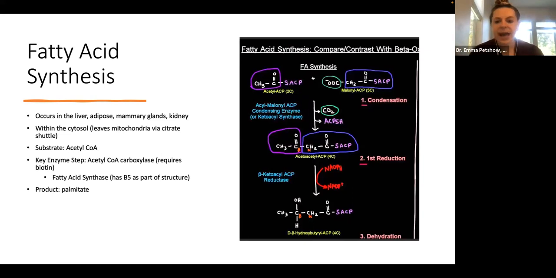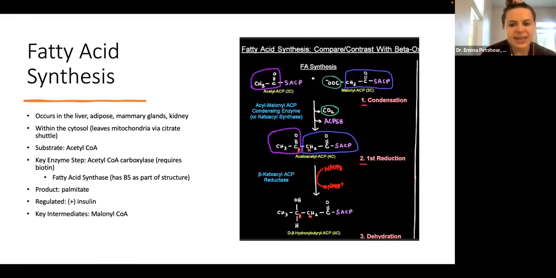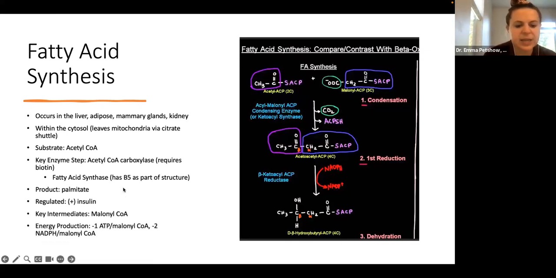And your product can be any fatty acid. We use palmitate often as the example fatty acid because it's just the common one we're going to use as our backbone. And it's upregulated by insulin. Malonyl-CoA is a key intermediate, and it is going to use 1 ATP per malonyl-CoA and 2 NADPH per malonyl-CoA. So creating a fatty acid is an energy using process, versus when we break down fatty acids, this is fatty acid oxidation. That's an energy generating process.